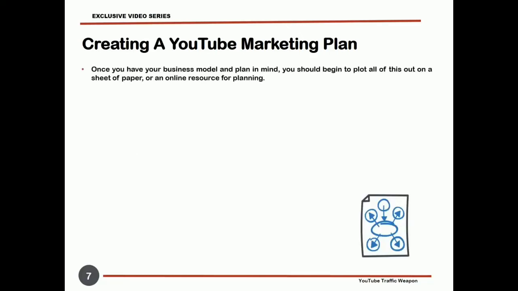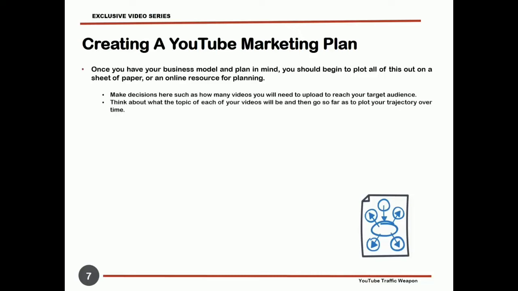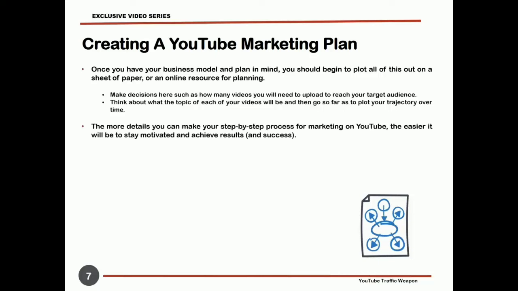Once you have your business model and plan in mind, you should begin to plot all of this out on a sheet of paper or an online resource for planning. This will give an actionable blueprint that you can follow. Make decisions here, such as how many videos you will need to upload to reach your target audience. Think about what the topic of each of your videos will be, and then go so far as to plot your trajectory over time. The more details you can make your step-by-step process for marketing on YouTube, the easier it will be to stay motivated and achieve results and success.